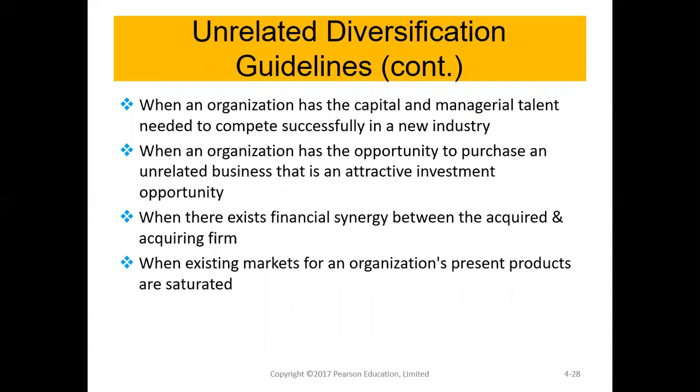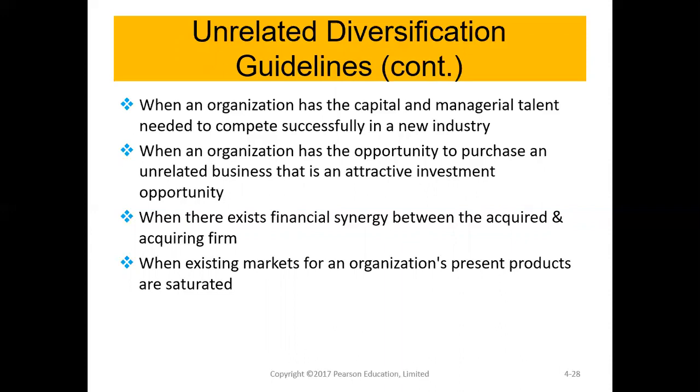And then continuing with the guidelines for unrelated diversification, we can say that when an organization has the capital and managerial talent needed to compete successfully in the new industry, when the organization again has the capital and the management team that will help it compete, that's a key thing that you should find in these types of strategies. And when an organization has the opportunity to purchase an unrelated business that is an attractive investment opportunity, what does it mean? It means that it will be a good opportunity for you to buy that unrelated business. That will be a good investment.